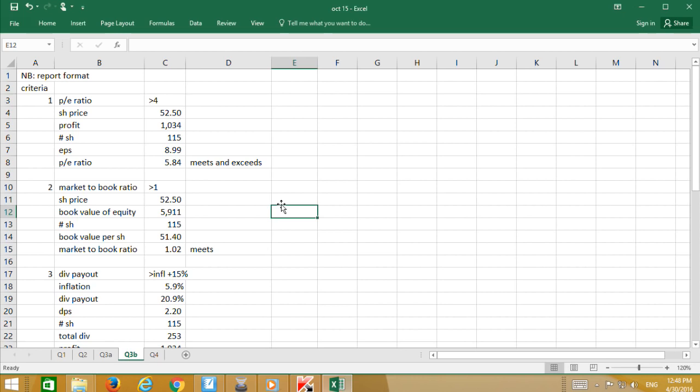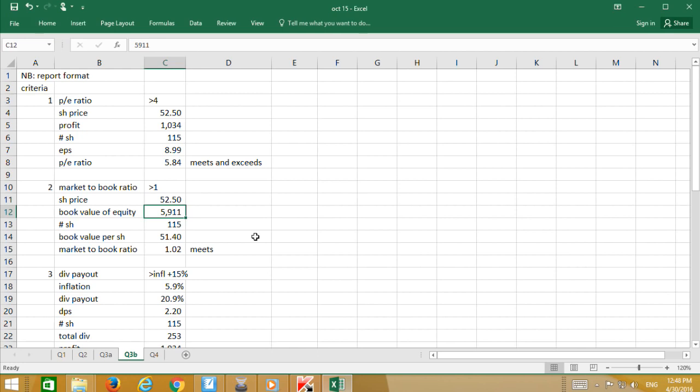If you were in America, I would sue you. Ah, you would, eh? You would. Oh, no, now. So 5.84. Then market to book, 1.02. We got 1.85. No, we use 32 instead of 41. Book value, 5911. Well, that was the book value of equity.